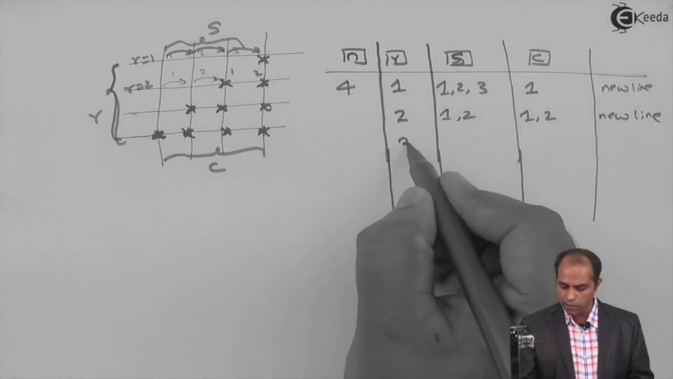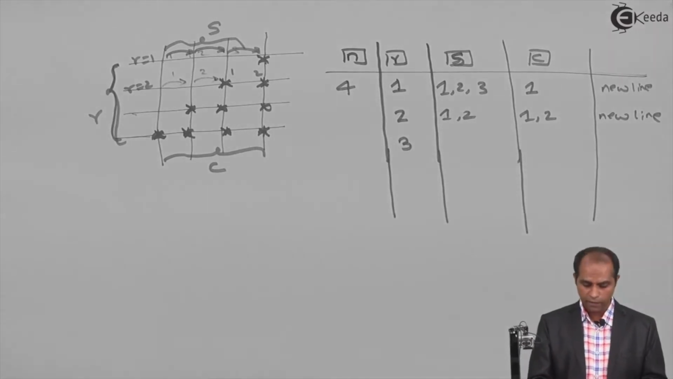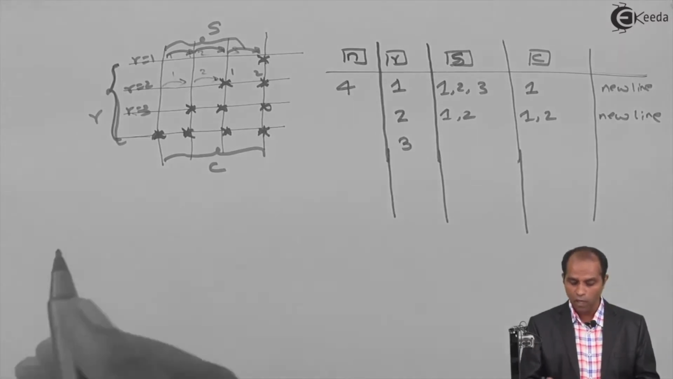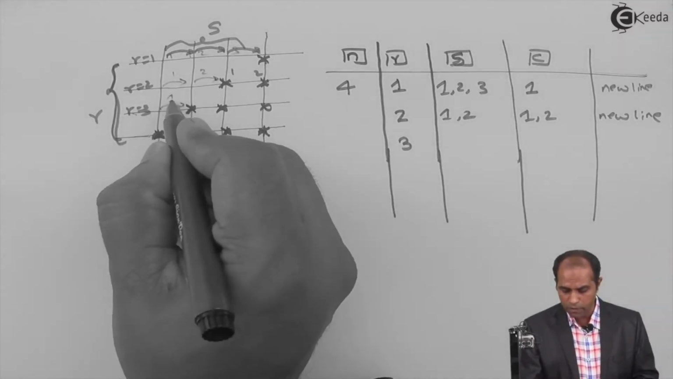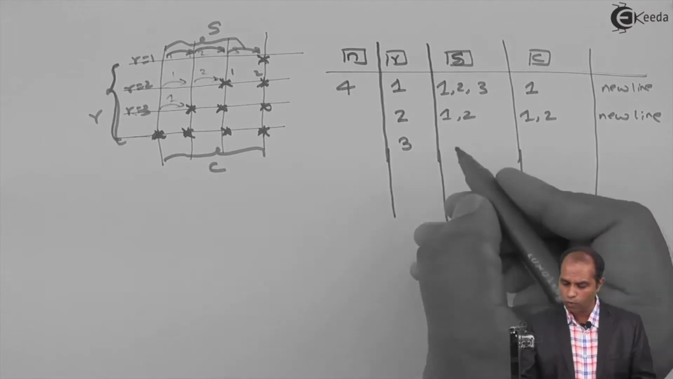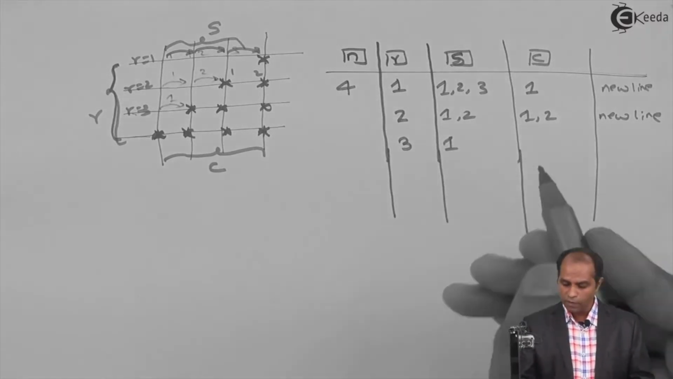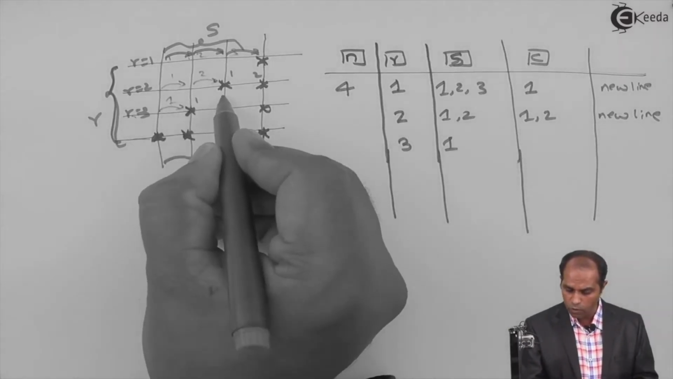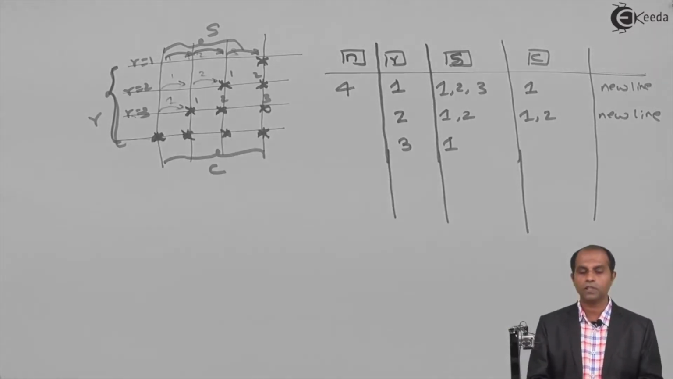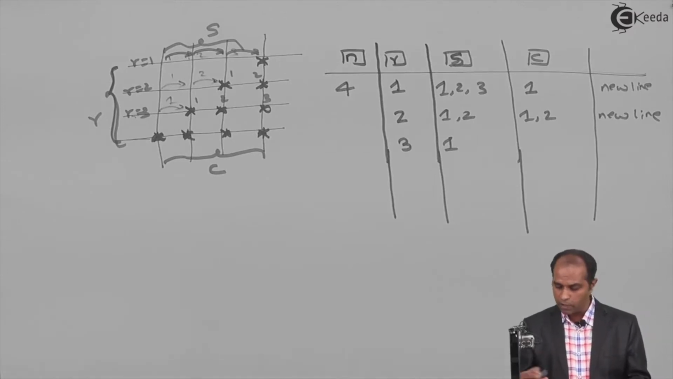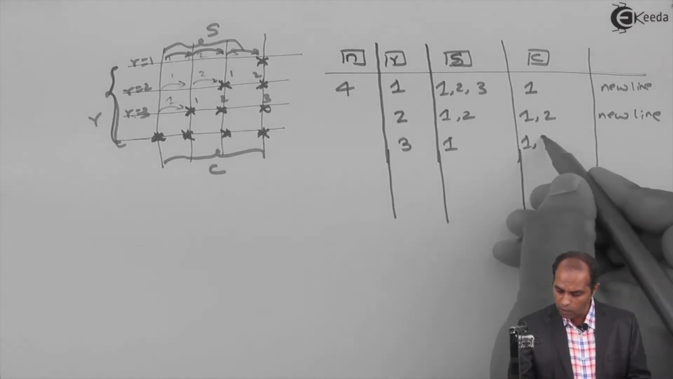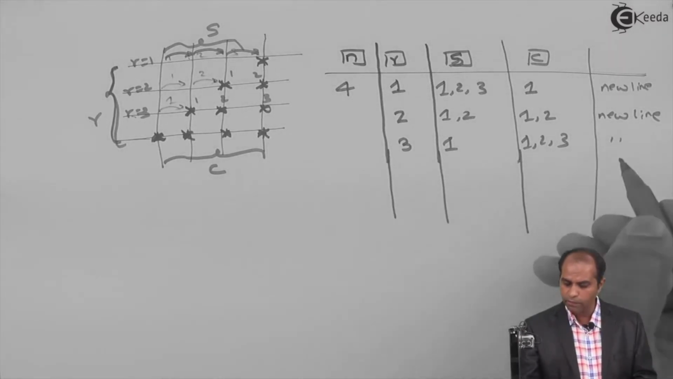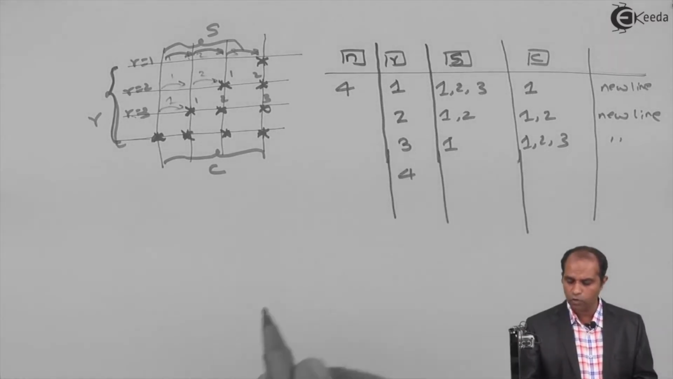So R is now set to 3. So when R is 3, how many spaces? Count them. Only 1 space. So your S has to go for only once. After that, how many characters have to be printed? There are a total of 3 characters. 1, 2, 3. So I'm supposed to do it for 3 times. So I have to print 3 characters. After that, get the cursor on a new line, then change the value of R to 4.